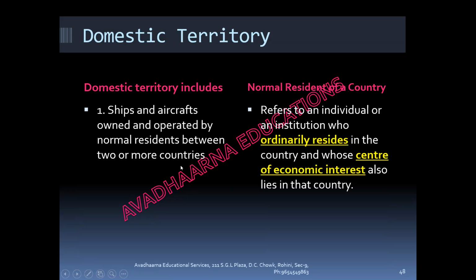Now the question arises, who are normal residents? Normal residents of a country refers to the individual or an institution who ordinarily resides in the country and whose center of economic interest also lies in that country. Who are normal residents? Those who are residing in a country for one year, and whose economic interest, that is their means of livelihood, also lies inside that country, then that person will be treated as a normal resident of a country.